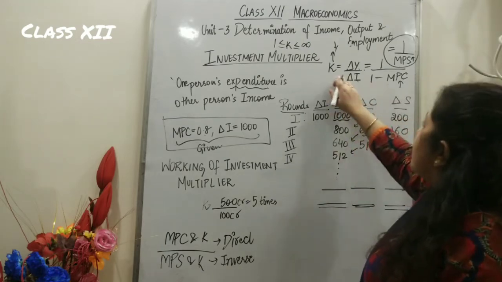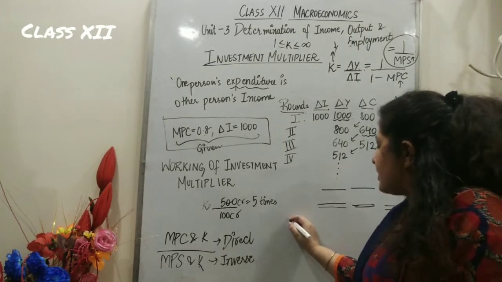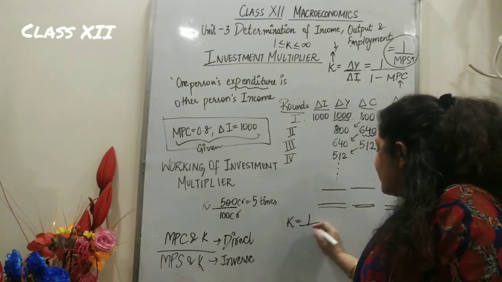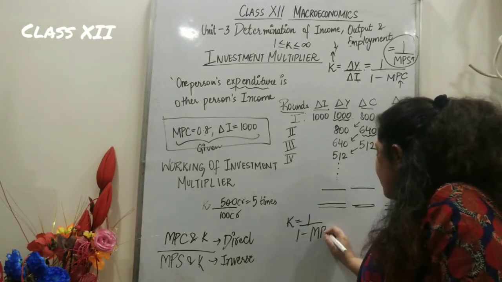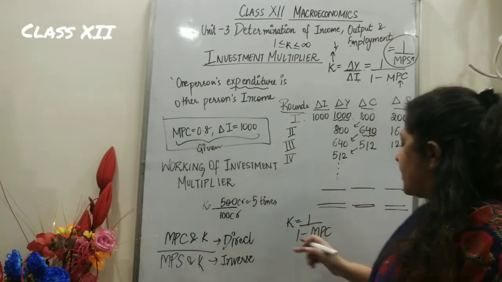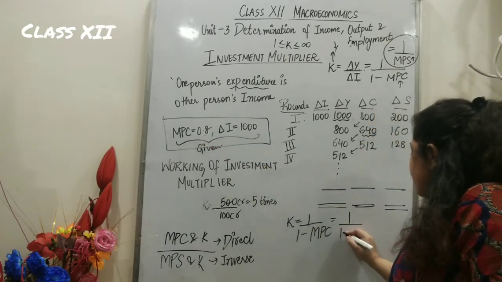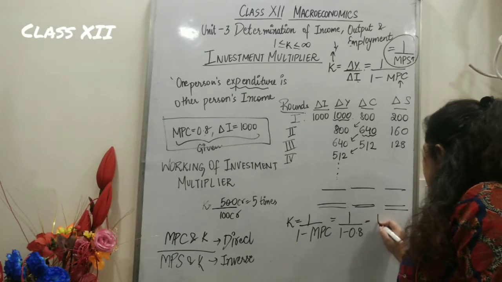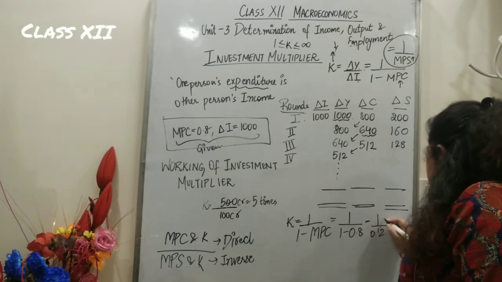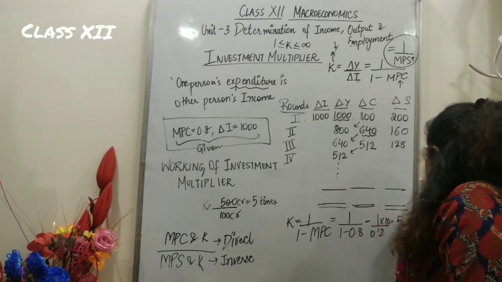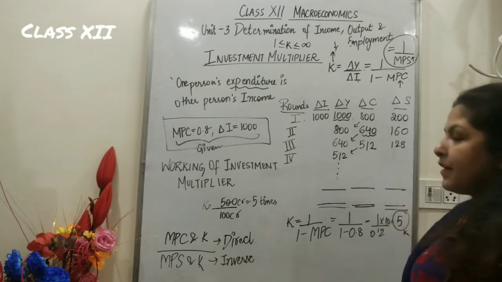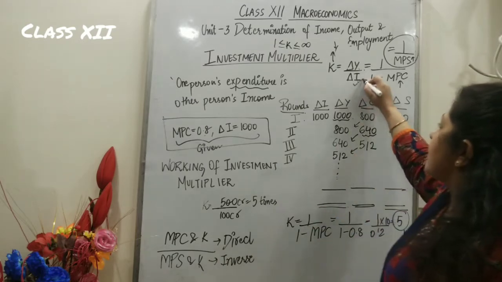We are having two formulas of K. First is 1 upon 1 minus MPC. Put in the formula, MPC is 0.8. 1 upon 1 minus 0.8. That is 1 upon 0.2. Solve it, you will get 5. So K कितना आ गया? 5. So put the other formula.